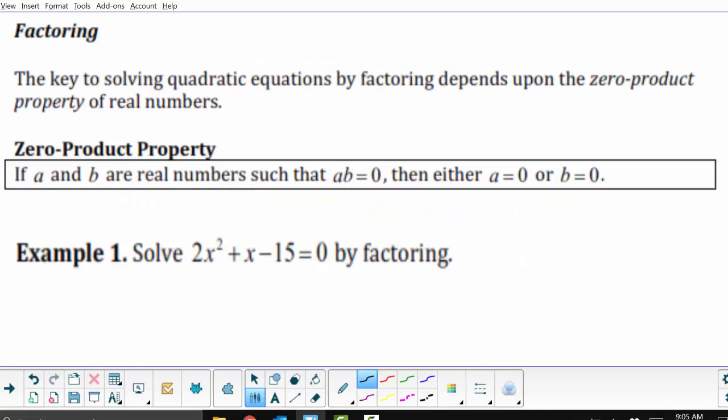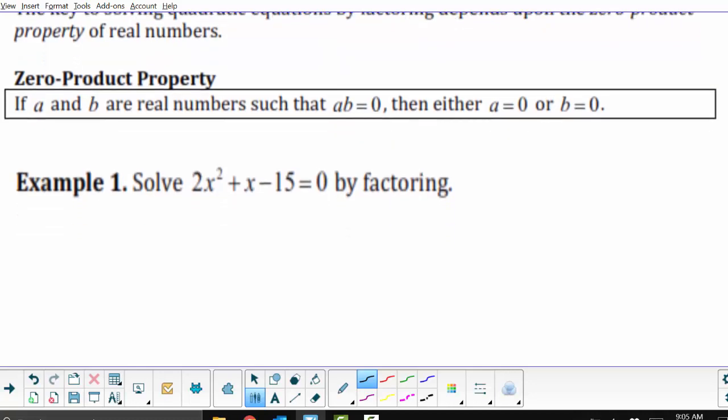The first way that you can solve quadratics would be factoring. Hopefully you feel pretty confident about factoring by now and know when you can use it. Now this method does not work all the time because some trinomials you cannot factor. So let's go ahead and jump into this.